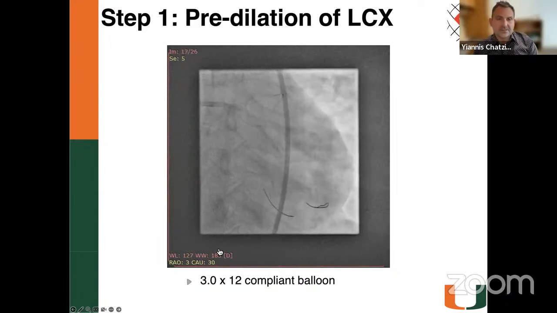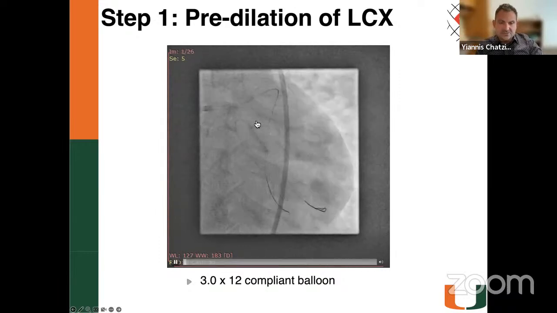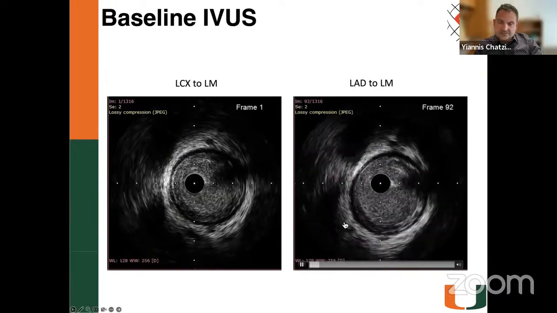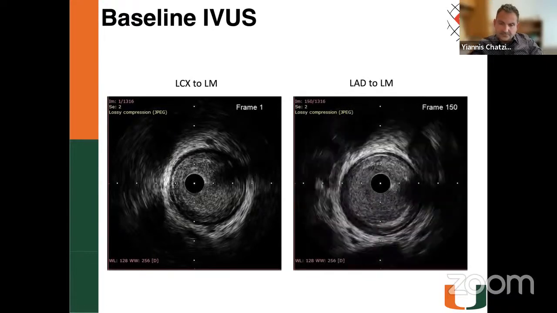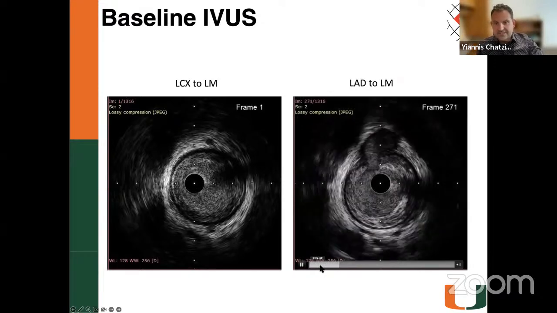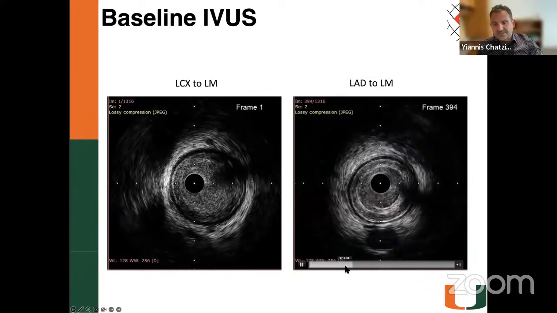That's, as we said, a complex left main, distal left main bifurcation. We started with the circumflex pre-dilatation with a compliant balloon. This is the IVUS pullback from the LAD to the left main. LAD remains a designated main vessel, but we start from the side branch here because of the complexity of disease.